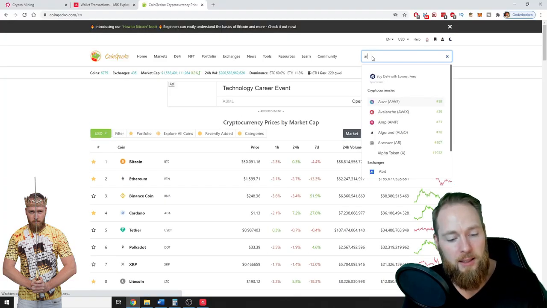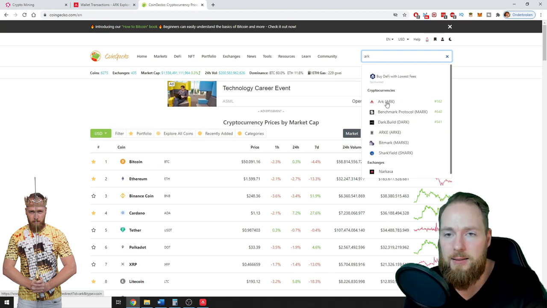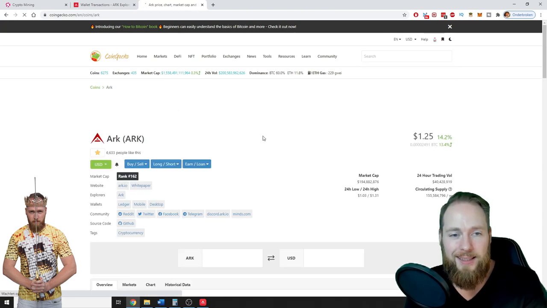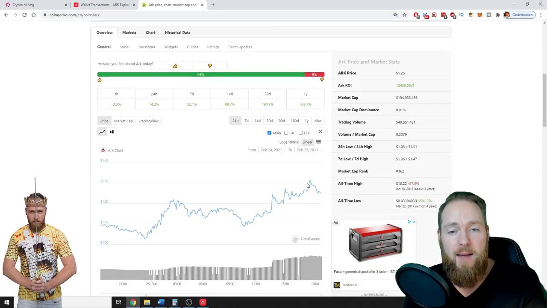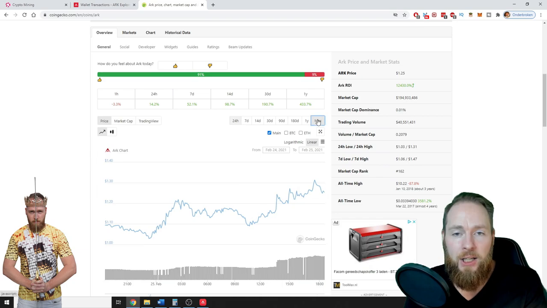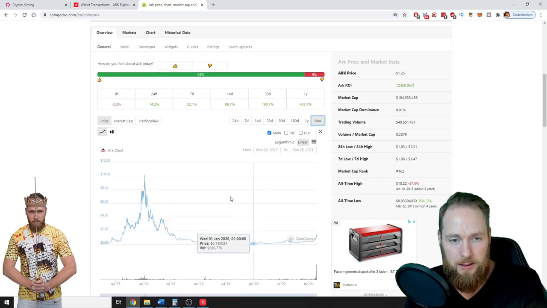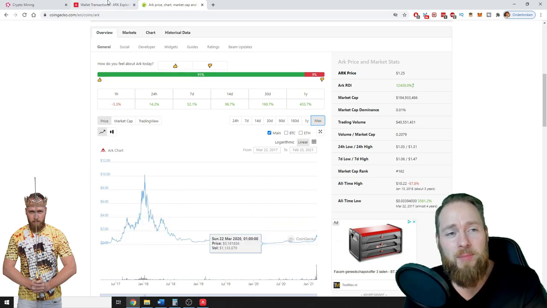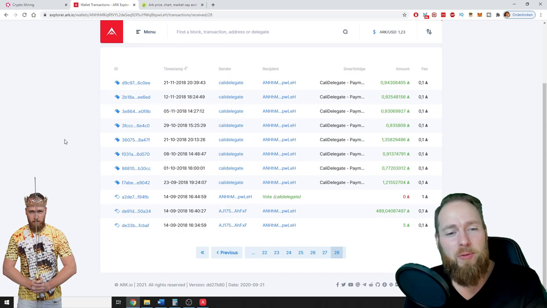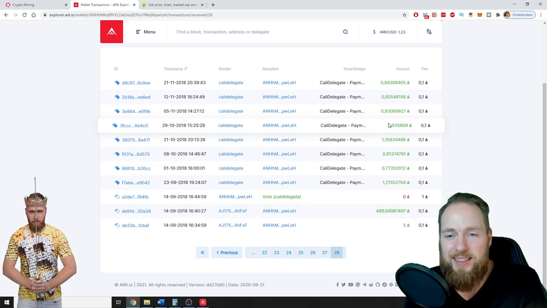So currently, ARK is at place 162 and the price is $1.25. Finally, finally. But compared to the previous all-time high, it still has a long way to go. But this is why I prefer coins that you can stake or with delegated proof of stake. For me, this is ideal.